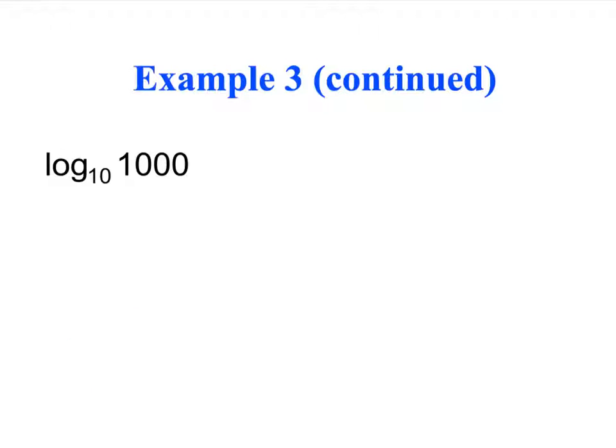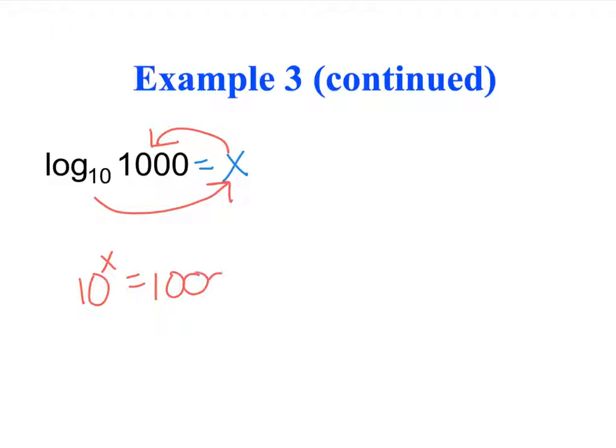Next example, if you want, you can go ahead and put a variable over here because that's what you're trying to find. And then do your arrows. So 10 to the x is equal to 1,000. Remember, we're converting to an exponential when we try to evaluate these. So 10 to the x equals 1,000.